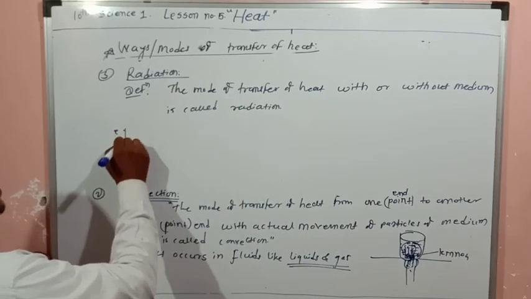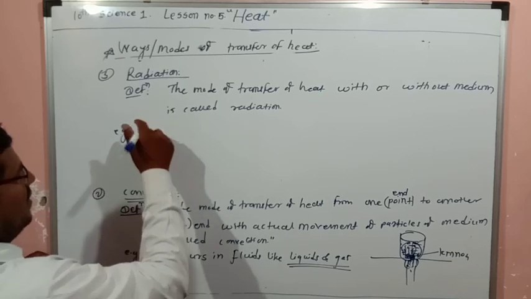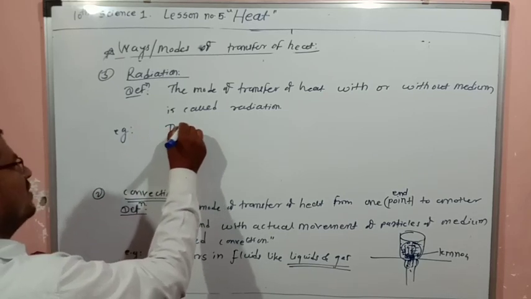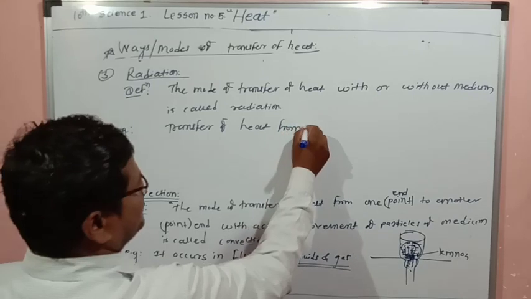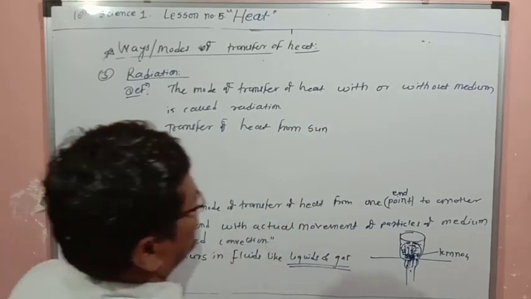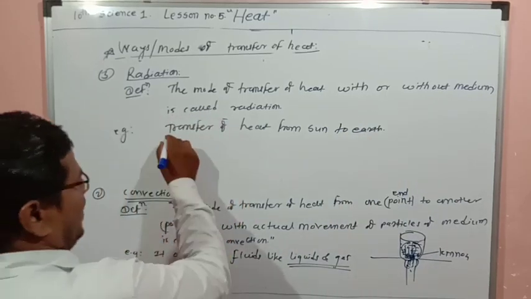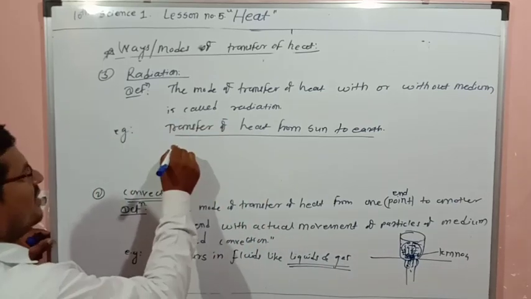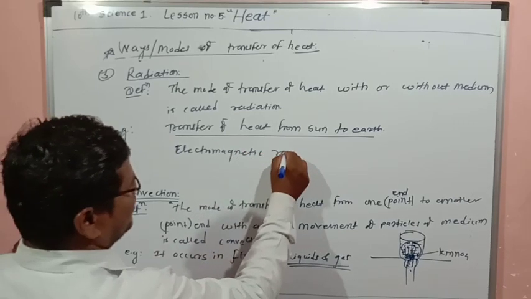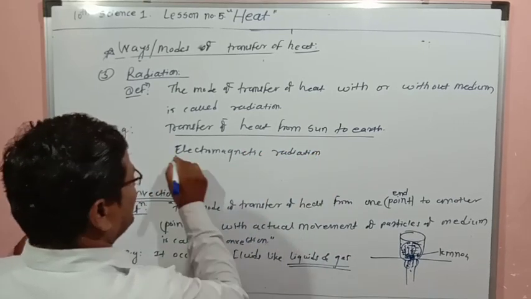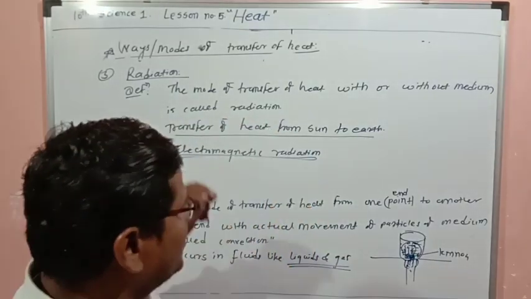Another example you can take is the transfer of heat from the sun to the earth, and this transfer of heat takes place in the form of electromagnetic radiation. Electromagnetic waves, also you can say. So this is the example.